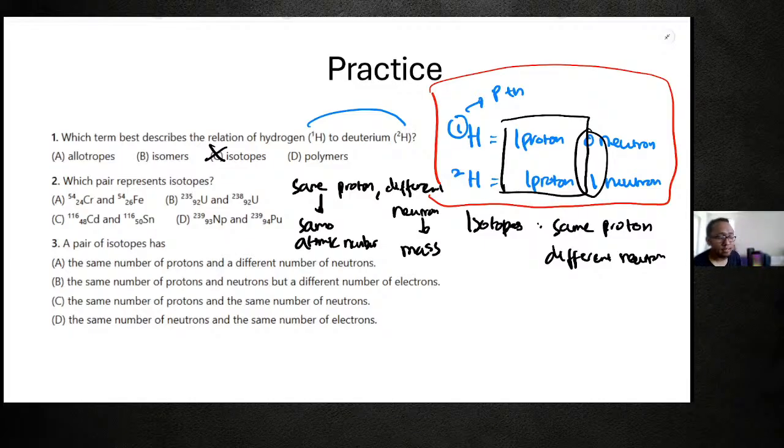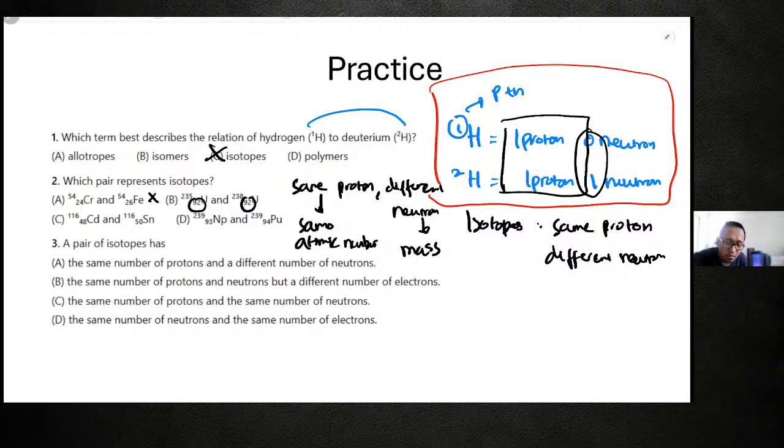Let's analyze the options one by one. How about option A? It has the same mass, but it should be different mass. Again, we have to look at each one. How about option B? Same element, same atomic number, 92.